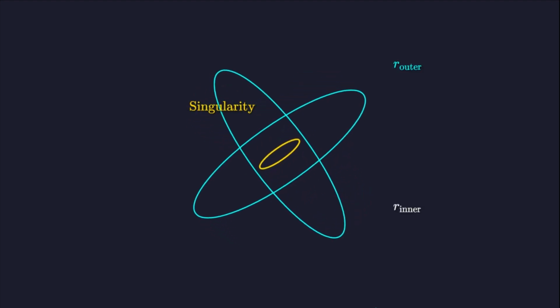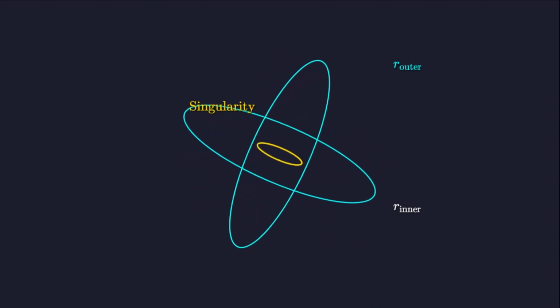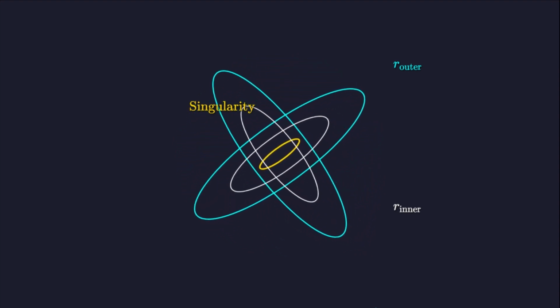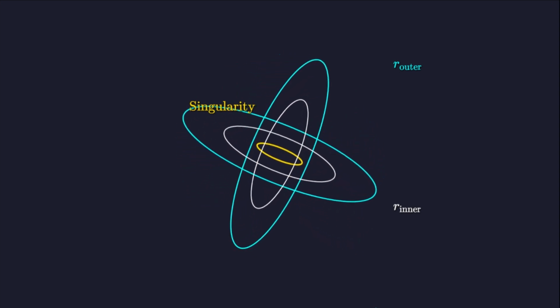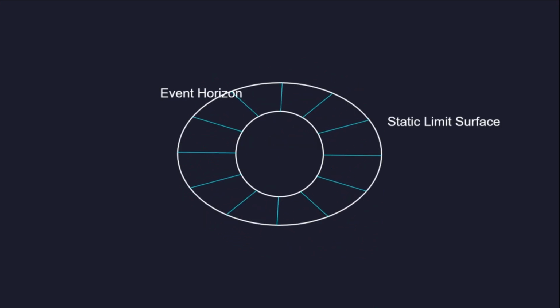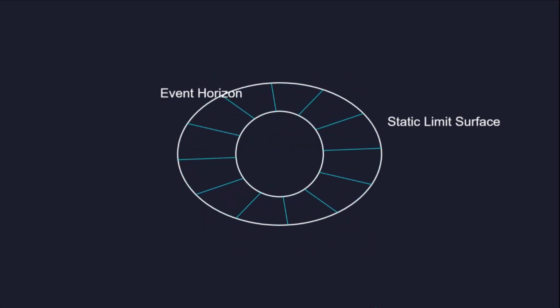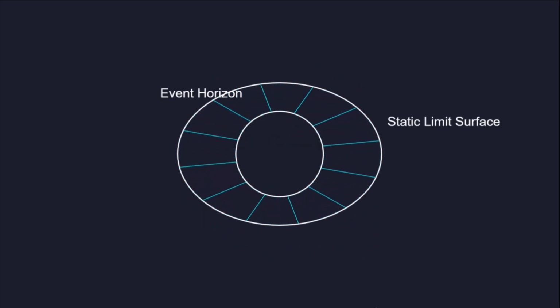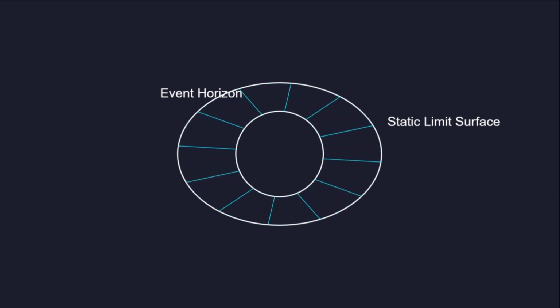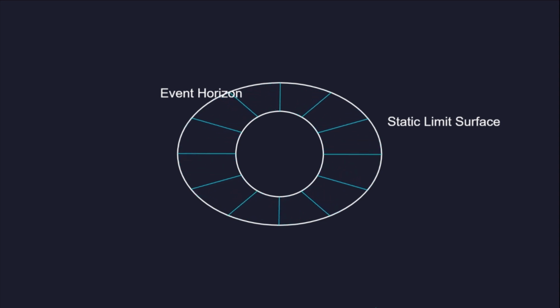Rotating masses are governed by the Kerr metric, which exhibits a more intricate topological structure than the static Schwarzschild solution. It features 2 distinct event horizons, an outer and an inner horizon, which surround a ring-shaped singularity rather than a point-like center. Outside the outer event horizon lies the ergosphere, a region bounded externally by the static limit surface.